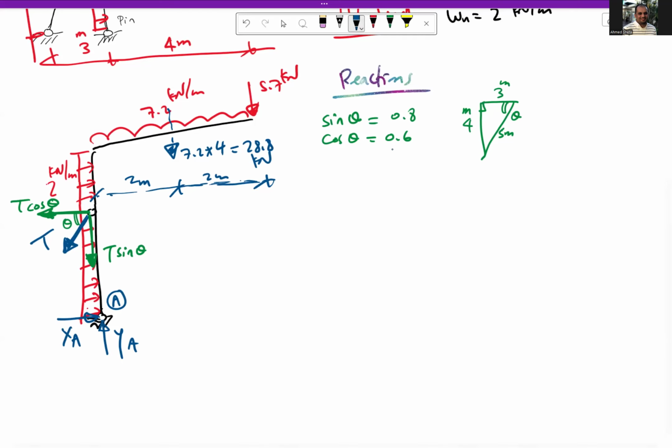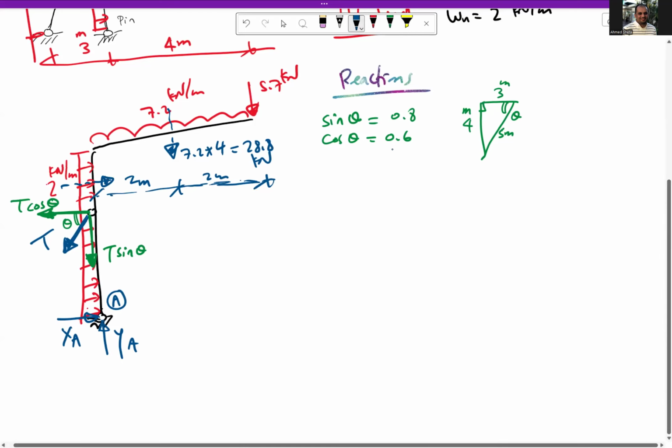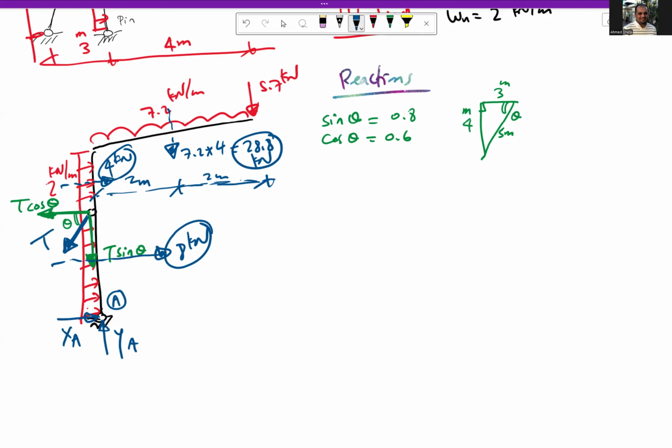Also, we have the uniform load here. So we need to concentrate these two uniform loads. 2 by 4, so it is 8 kilonewton. 2 by 2, 4 kilonewton. So these are the forces we have. So we need to find the reactions.